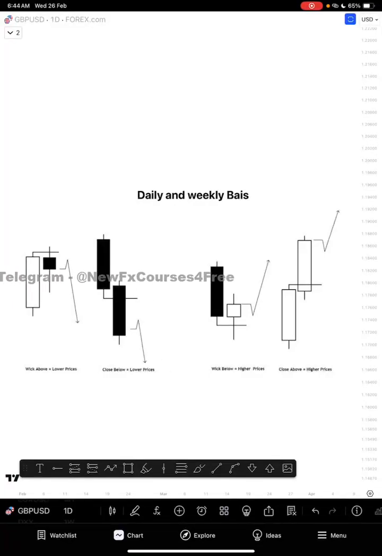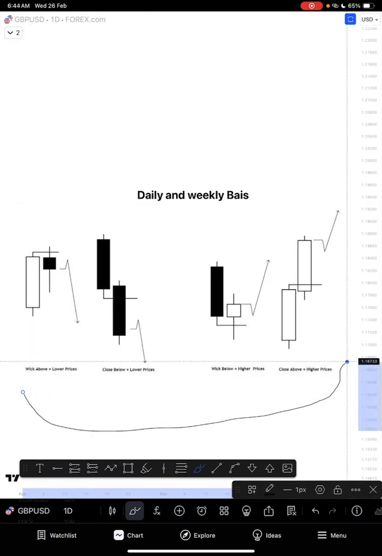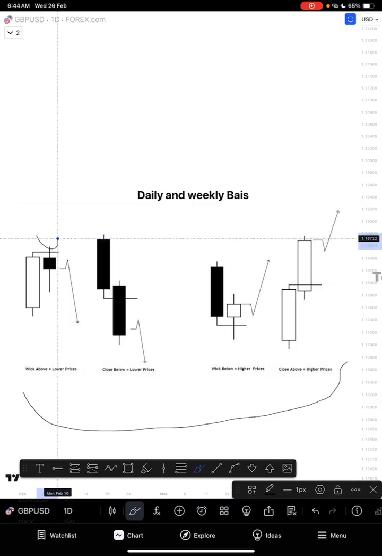So today we're going to be talking about daily and weekly buyers. So these are actually the four pillars to determining a buyer's week above. Here is the week.